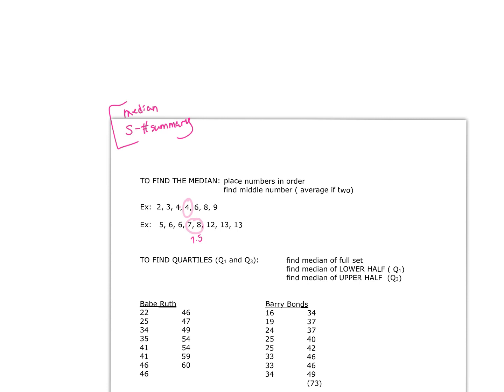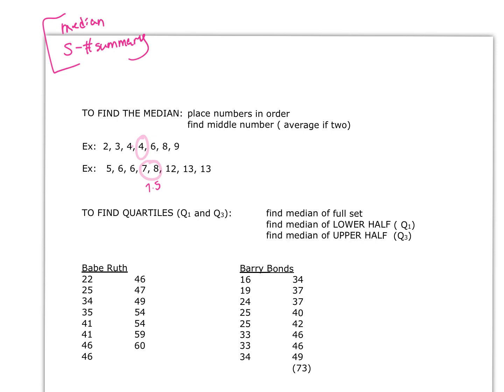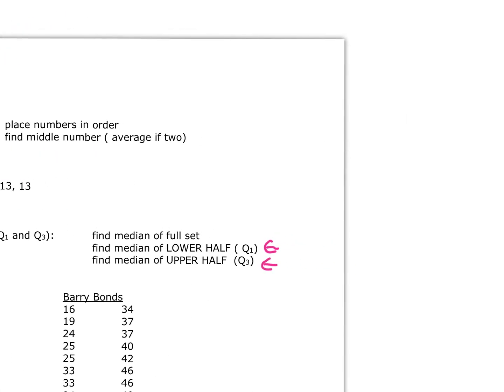So in order to find the 5-number summary, the first thing that we will do is find the median for this set of data. And then if you notice, it says we find the median for the lower half of the data, and that's what's referred to as quartile 1. And then we find the median for the upper half of the data, and that's what's referred to as quartile 3. So the 5-number summary is going to consist of the minimum, quartile 1, the median, quartile 3, and the max.